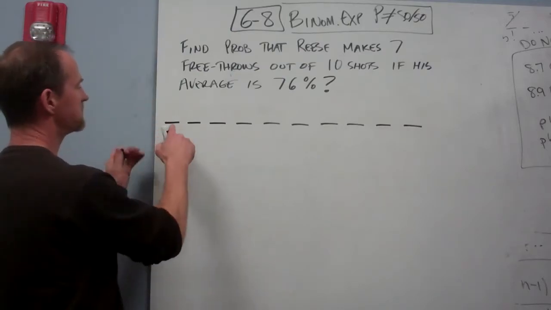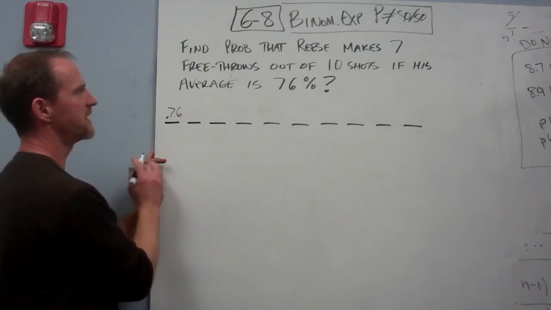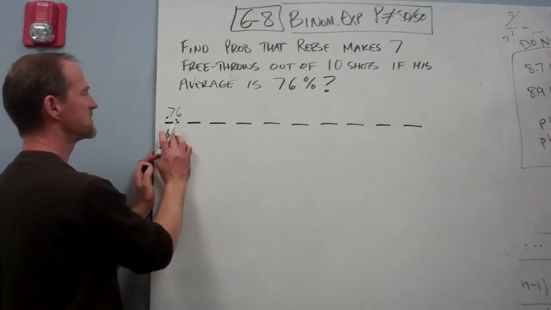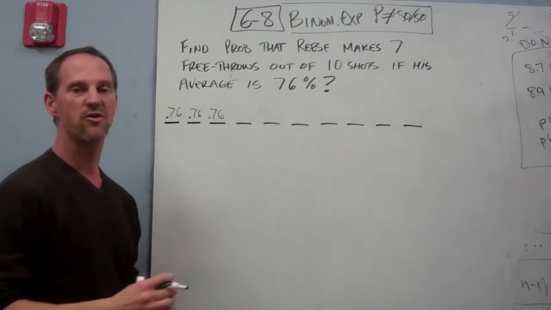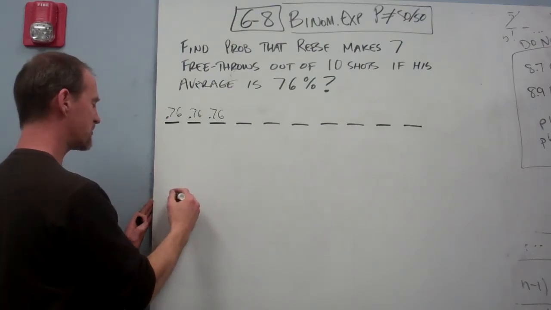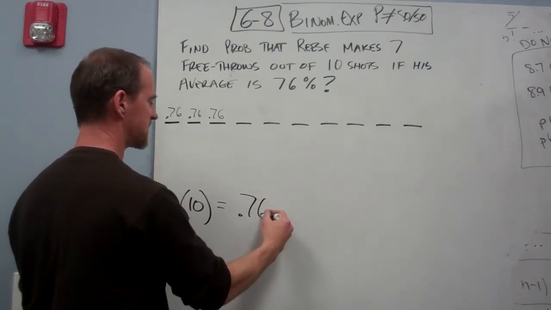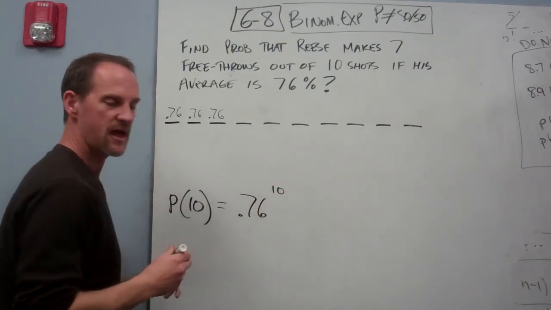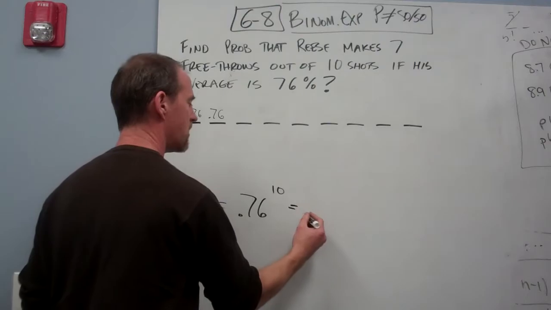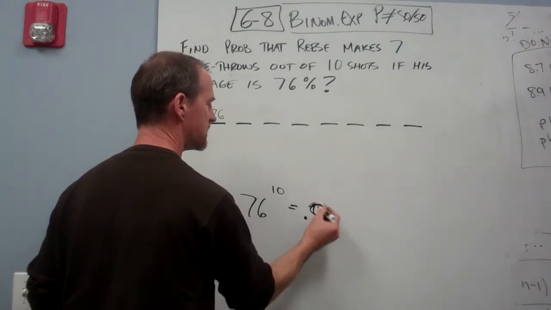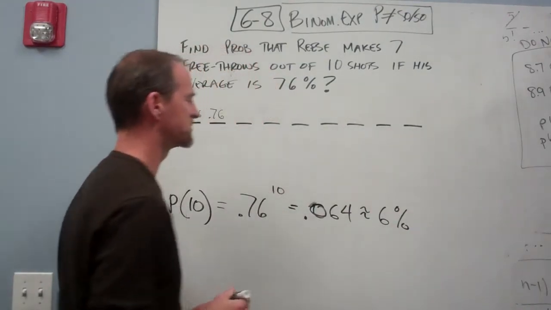And that would just be the chance of making his first free throw is 0.76. It's 76%, right? That's percent means over 100. So 0.76 times 0.76 times 0.76, all the way down the line. So the probability of making all 10 free throws would be equal to 0.76 raised to the 10th power. And I can put that into a calculator, and it would be 0.064, or about 6%, 6.4% to be more precise.